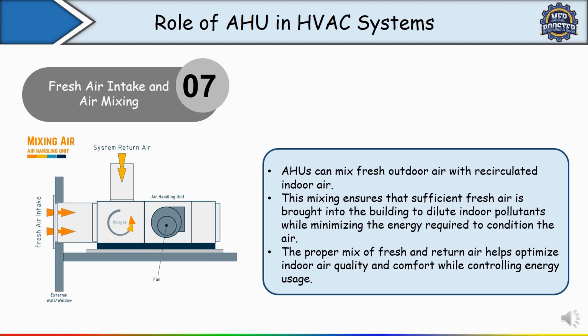In a school building, the AHU generally pulls in fresh air from outside and mixes it with the return air from classrooms. So the fresh air prevents the buildup of carbon dioxide, while the mixing process helps the system maintain the desired temperature without excessive energy use.